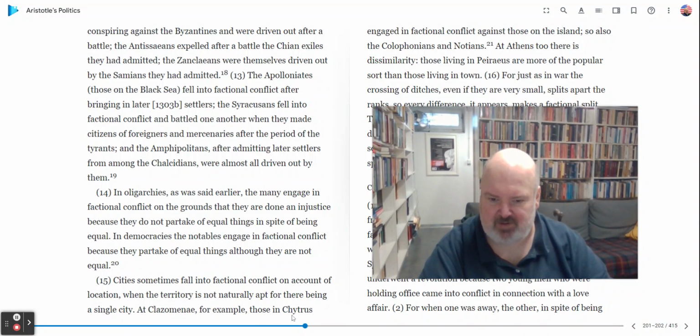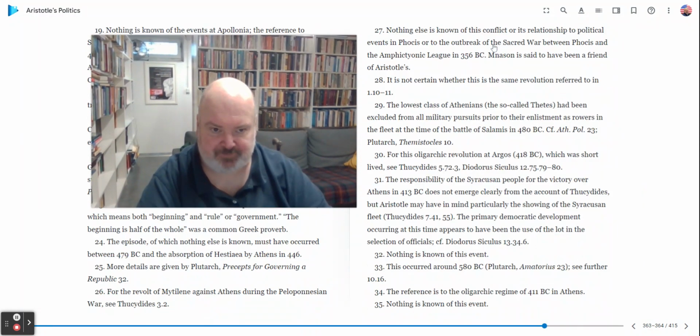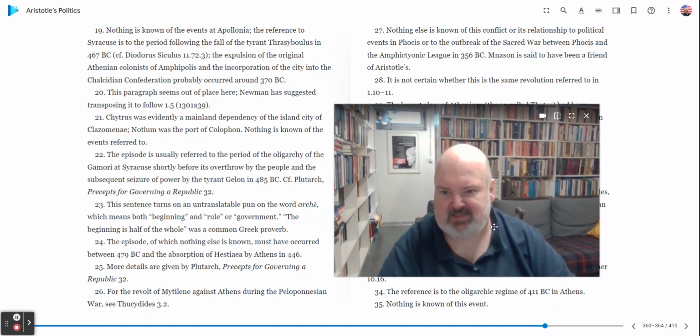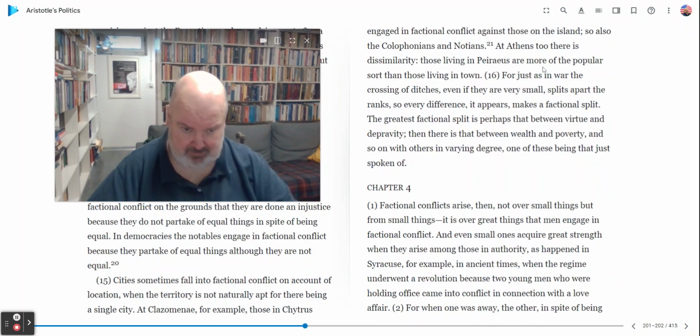He goes on, at Clazomenae, for example, those of the Chytrus engaged in factional conflict against those on the island. So also the Colophonians and Notians, right? Chytrus on the mainland is a mainland dependency of the island city of Clazomenae. Notium was the port of Colophon. Nothing is known of what the events referred to, but these events refer to something.